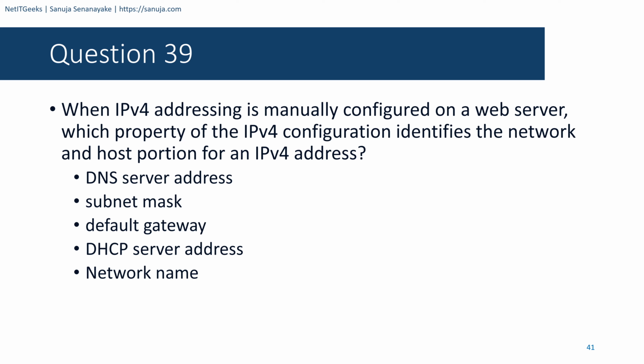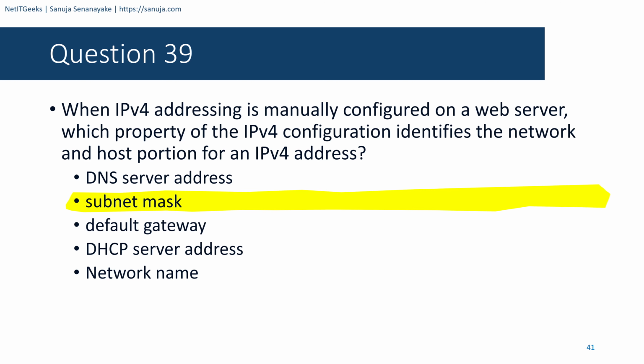Question number 39. When IPv4 addressing is manually configured on a web server, which property of the IPv4 configuration identifies the network and host portion of an IP address? In other words, how does IPv4 addressing work? When you configure it manually, where do you see the property that identifies the network and the host?